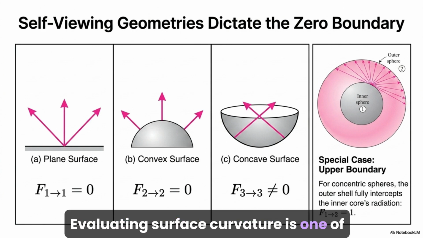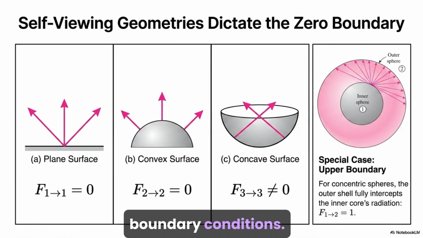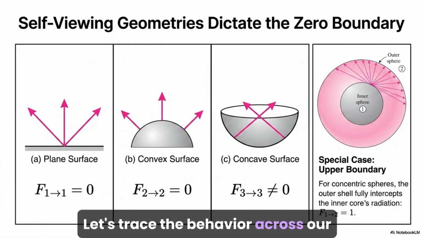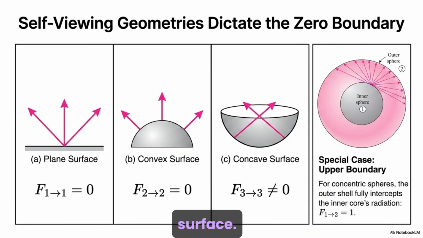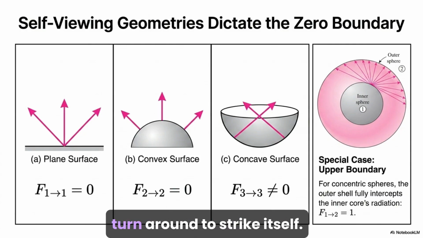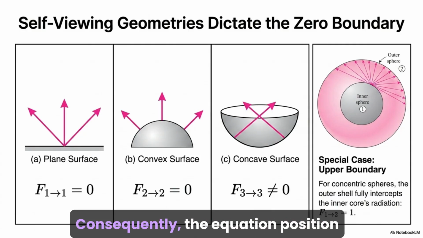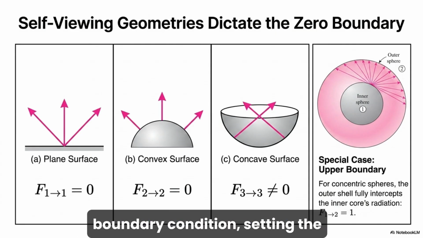Evaluating surface curvature is one of our fastest analytical shortcuts because it establishes immediate boundary conditions. Let's trace the behavior across our primary geometric panels. In the first panel, we have a flat plane surface. Any radiant ray leaving it shoots straight out into the void and can never turn around to strike itself. Consequently, the equation positioned right below it defines the flat plane boundary condition, setting the self-view factor to exactly 0.